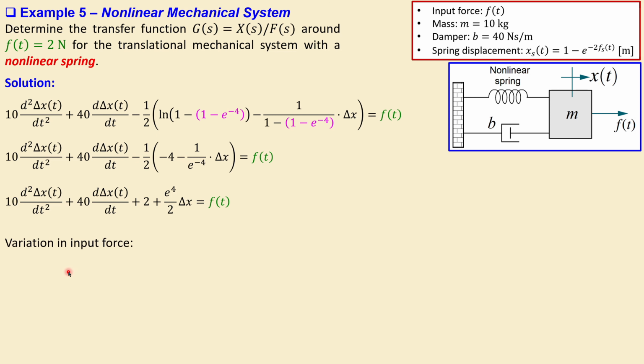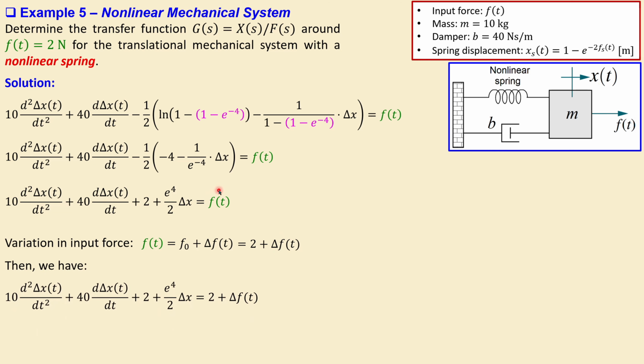But what we know is the variation in the input force is the steady state value of that force, F0, plus some small change in the F. So a little bit of change in the F around that F0, which is 2 in this case. Now, if I do that, it will be 2 plus delta F. Okay, that means the following. If I rewrite this F(t) as 2 plus delta F(t), then we will have this. So it will now also get rid of this 2 on the right and the left hand side. I will have this expression.